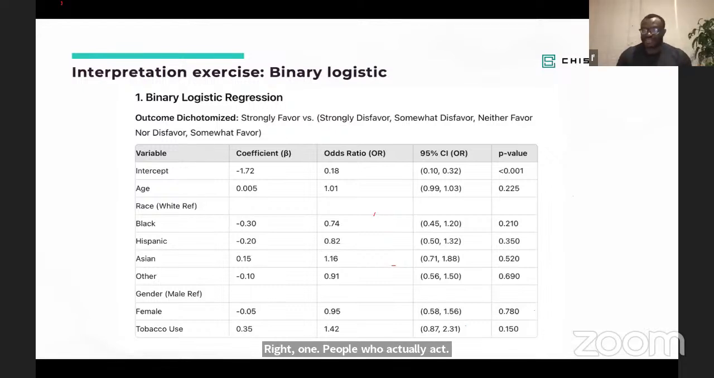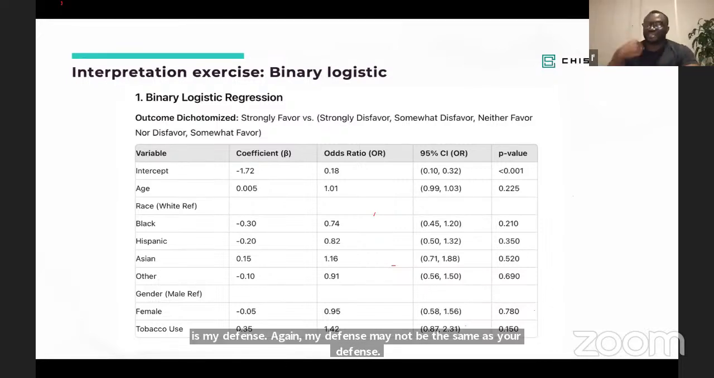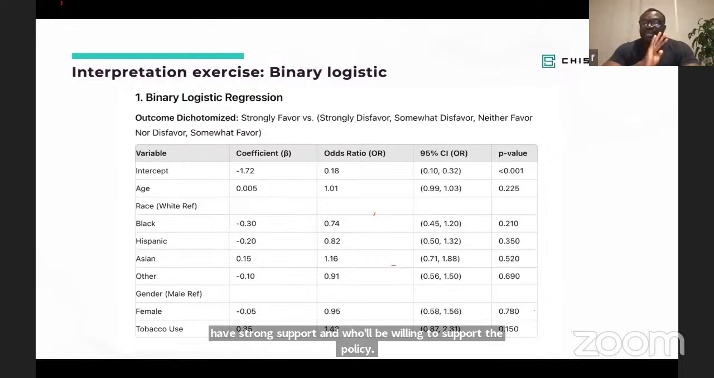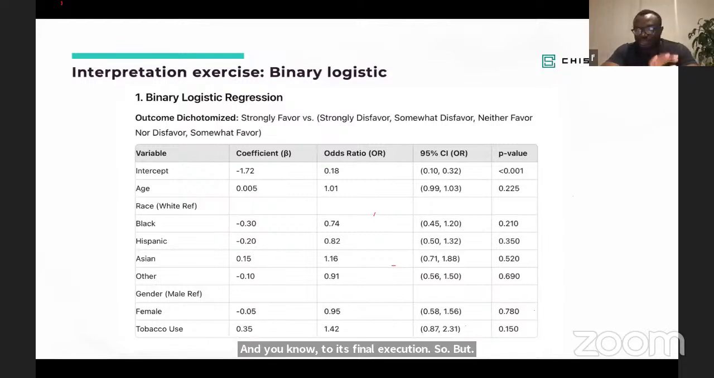That is my defense. Again, my defense may not be the same as your defense, but the point of what we're trying to say is that you as a researcher should embrace decision-making, and you should be ready to support why you selected. So in this case, we have chosen this one category versus all the other ones. Why? Because, like I said earlier, we're interested in people who have strong support and who will be willing to support the policy to its final execution. But this is not written in stone. That's the bottom line. It's your call as a researcher, but you should be able to support it with a justification. Don't just select a group and allow us to be wondering why you selected it that way. That's the point we're trying to make here.